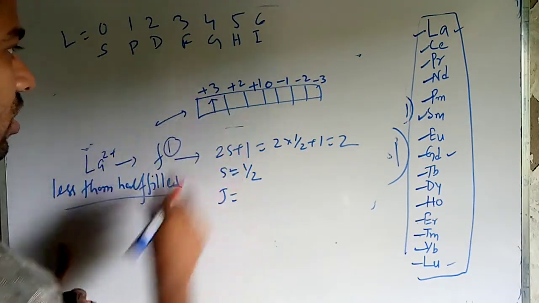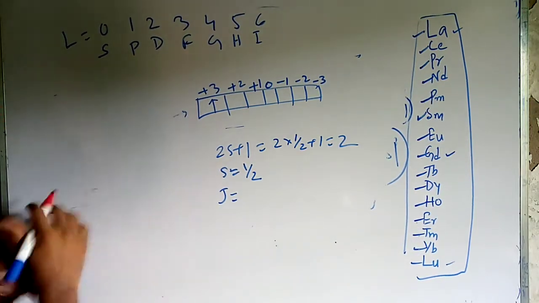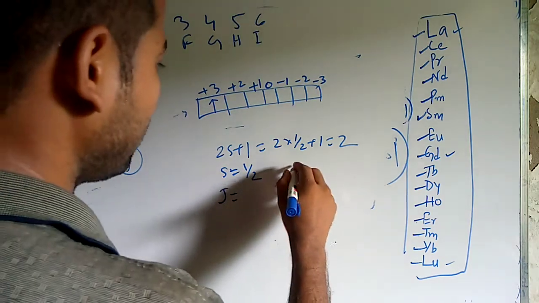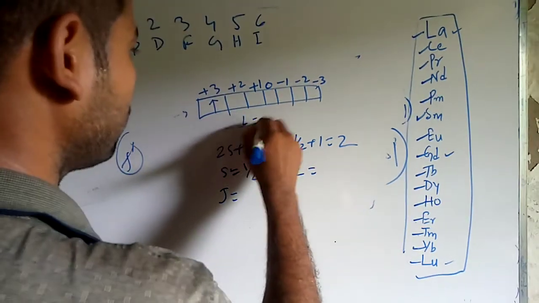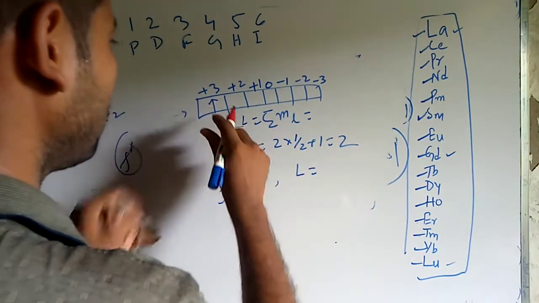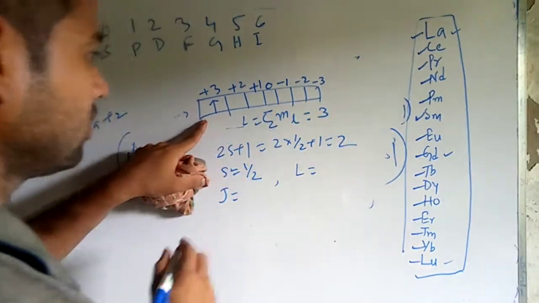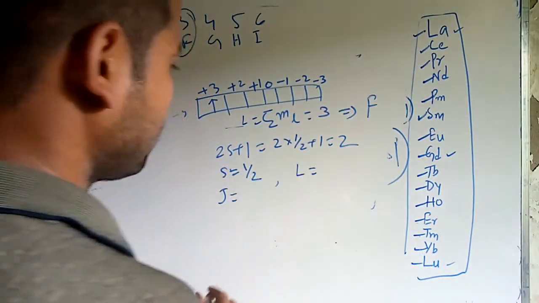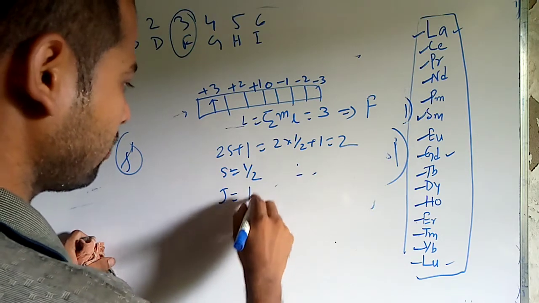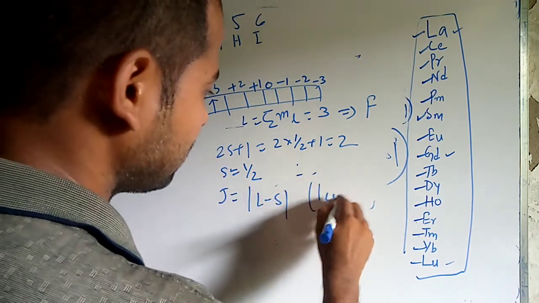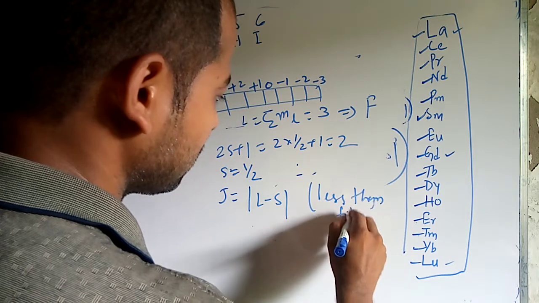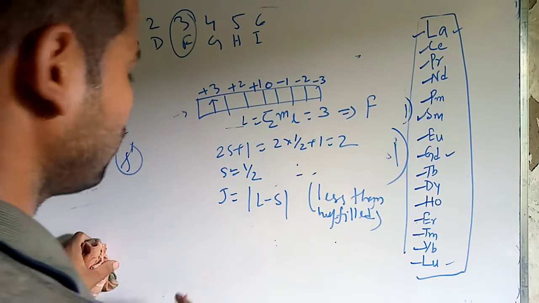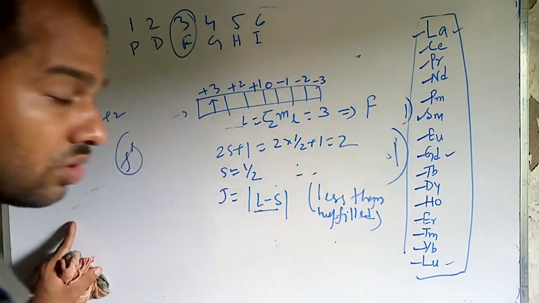There is 1 electron present here, so for lanthanide 2 plus, L equals the mod of the summation of ml. This 1 unpaired electron is in plus 3, so L equals 3, which is F. For the term symbol, J equals L minus S, as it is less than half-filled, for the ground state according to Hund's rule.